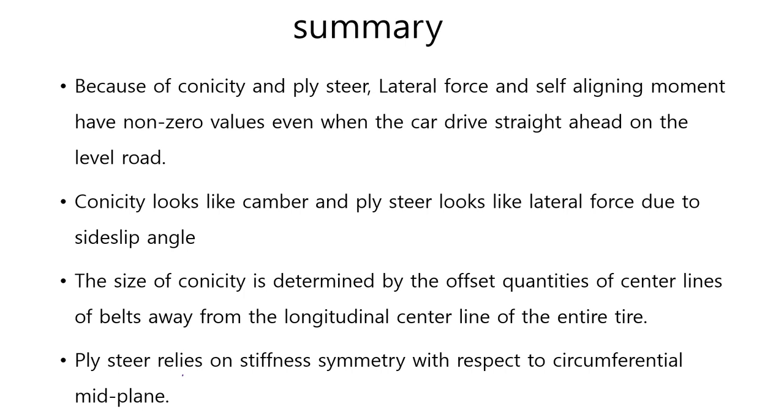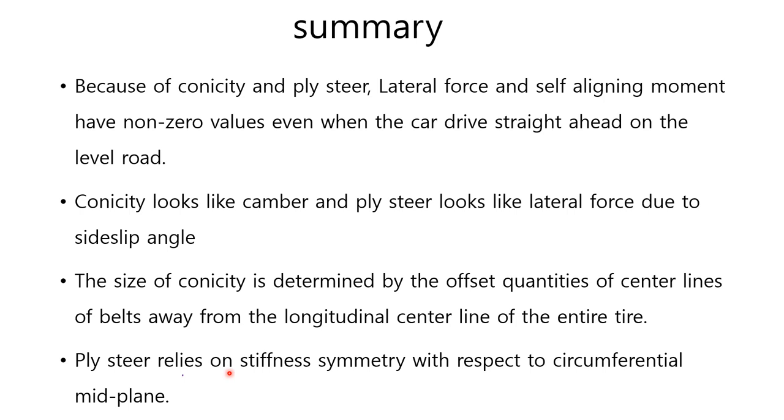Here we have a summary. Because of conicity and the ply steer, a lateral force and the self-aligning moment have non-zero values, even when the car drives straight ahead on the level road. Conicity looks like a camber, and the ply steer looks like a lateral force due to side slip angle. The size of conicity is determined by the offset quantities of center lines of belts away from the longitudinal center line of the entire tire. Ply steer relies on stiffness symmetry with respect to circumferential midplane.